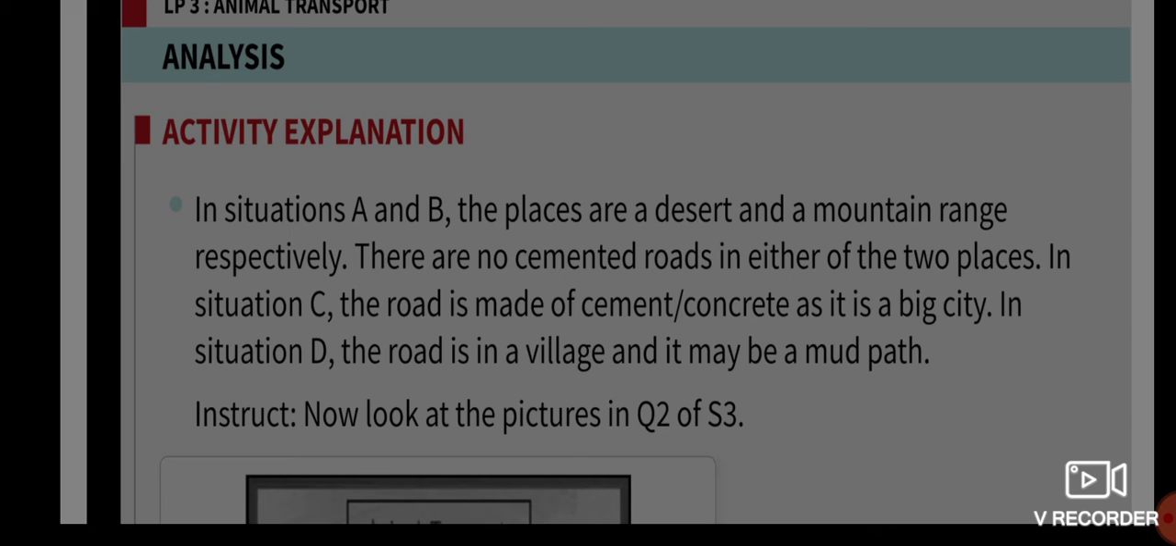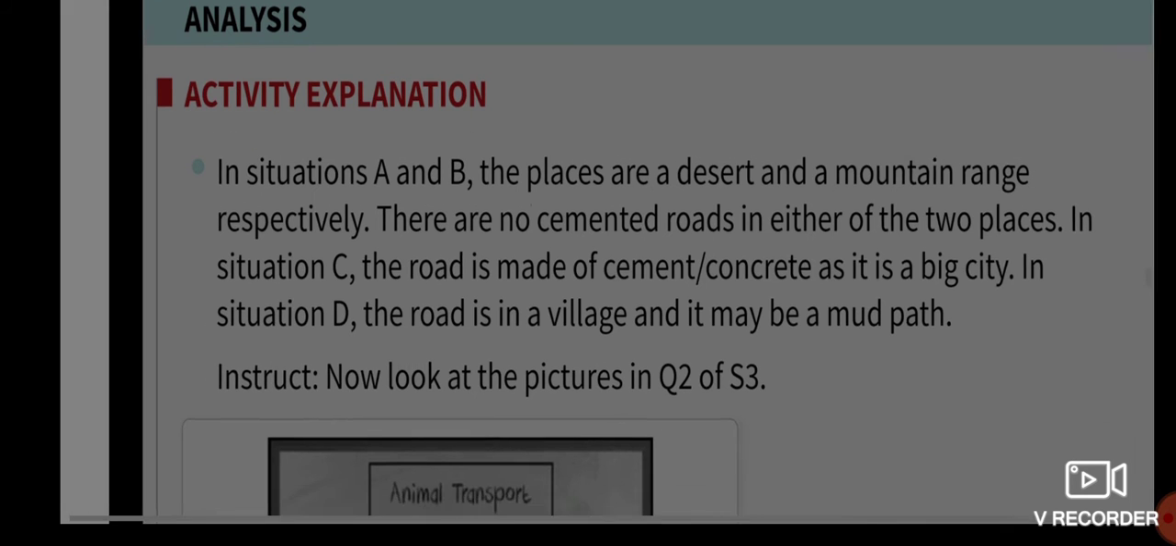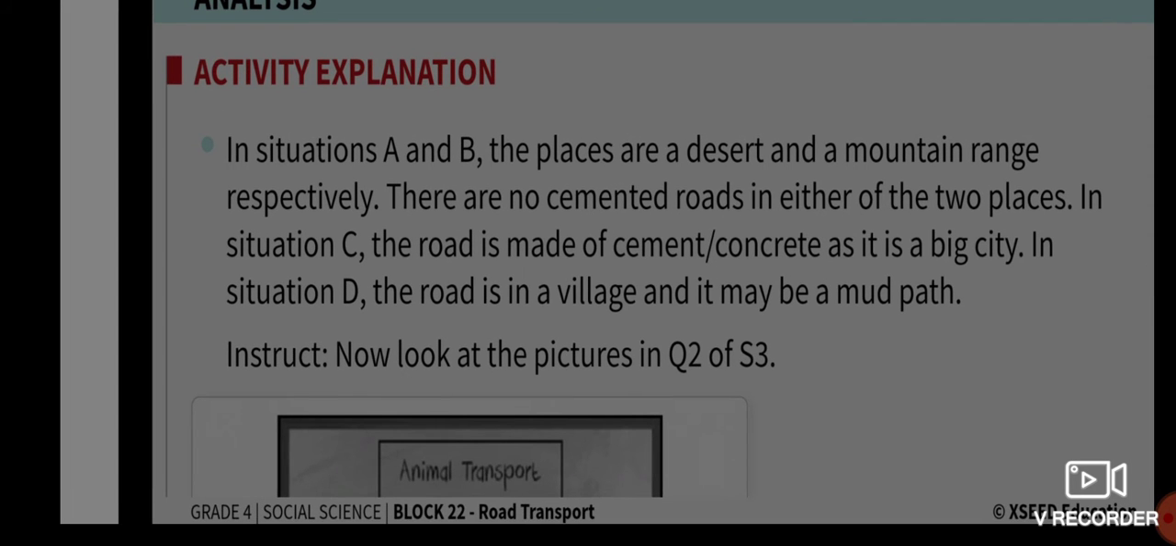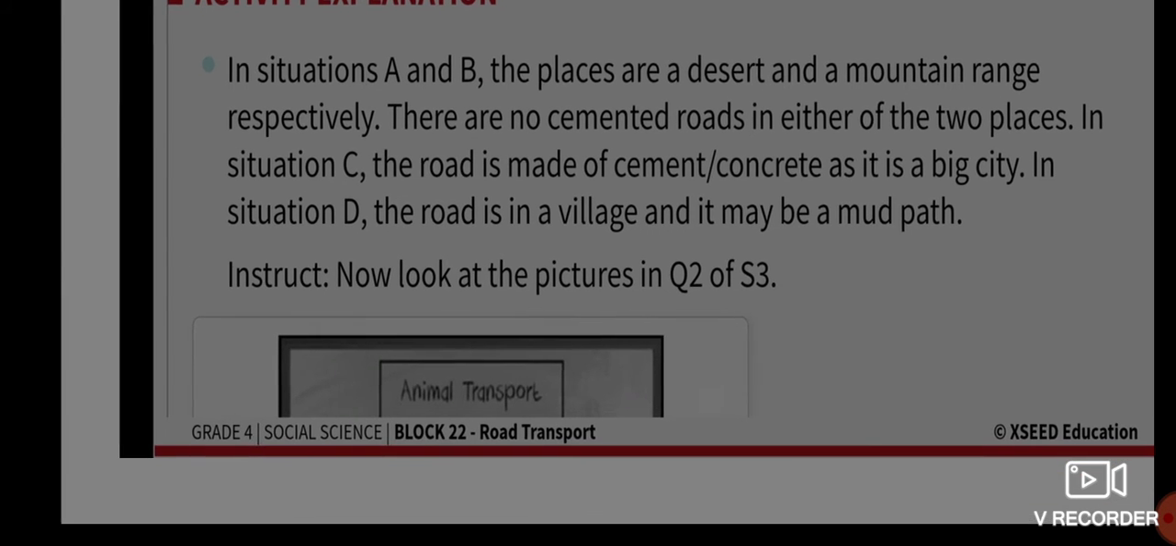In situation C, you'll find that the road is made of cement or concrete as it is a big city, Mumbai, okay? In situation D, the road is in a village and it may be a mud path, not a cement or concrete road, but a mud path, all right?